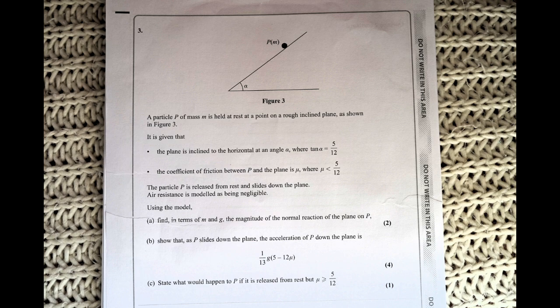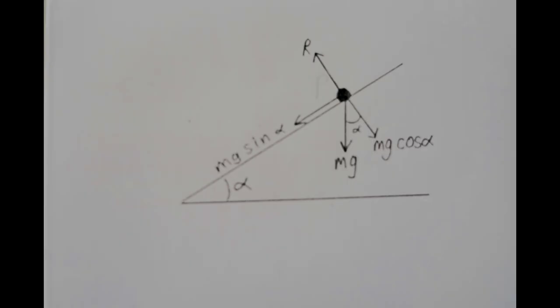In order to find the normal reaction, we need to use our diagram to label on and resolve the forces involved in the described situation. The mass of the particle is m, so we can mark on the weight mg. We want the normal reaction R, so to find it we need to split the weight into its component parts. One will act this way and the other will act this way.